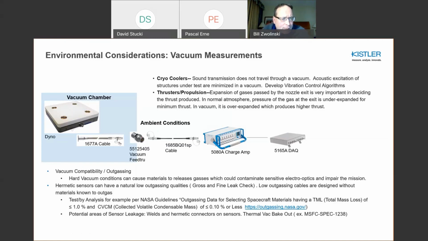Sensors themselves, hermetic sensors, tend to be already low outgassing because there's a very low leak rate. And usually what's done is gross and fine leak checks, where the welds are the most critical points, and you can quickly determine if you have a very good weld and that you have a low outgassing sensor as well.